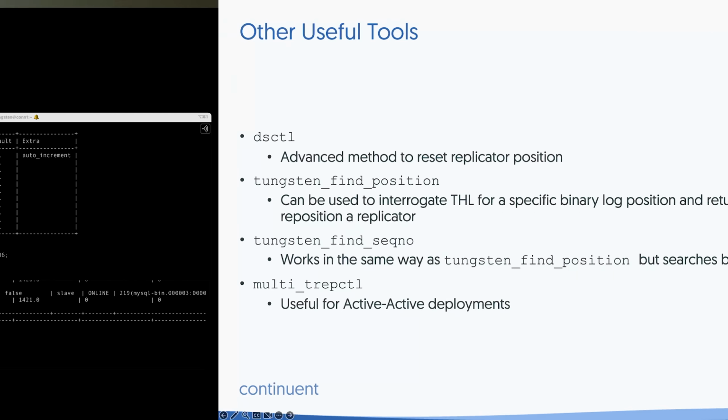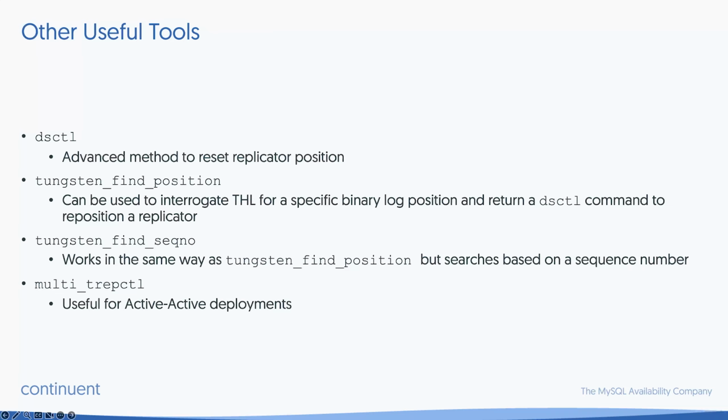Okay. So we do have some other useful tools. We have dsctl, which is an advanced method to reset the replicator positions. So if you did have an issue and you needed to reset replicators, you can use this command and it will set everything correctly. It can even be used then to start the sequence number at a specific place, the binary log at a specific place, etc. I mean, it is quite advanced. I wouldn't recommend using this unless you really do know what you're doing or you're being instructed to do so by our own support.